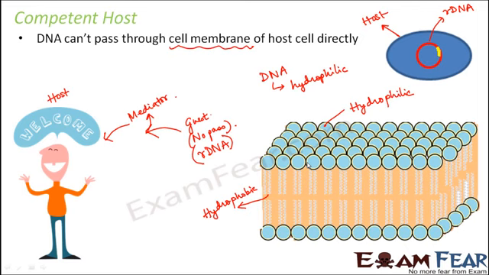Now when it doesn't have a pass, it needs a mediator who can give him a pass, and then the host will welcome him to the party. So who is going to be that mediator? That is what we will see here. In this case also, since it cannot enter directly, but it has to attend the party, there are some other techniques by which it will be able to enter inside the host cell.